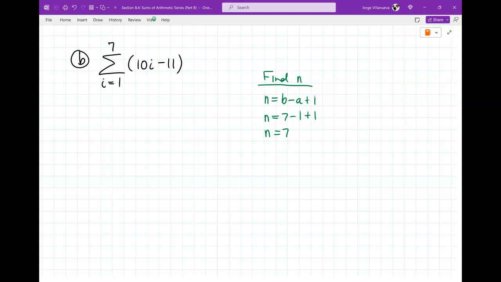So did we have to calculate it? Not really. Because I told you guys that if the number on the bottom is a 1, then your n value is the top number automatically. Okay?